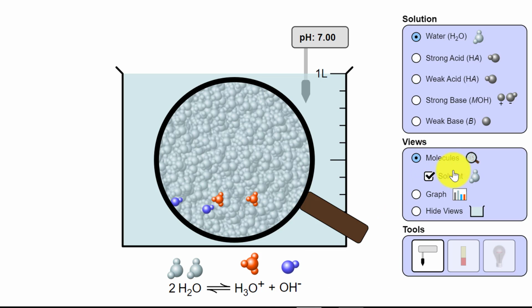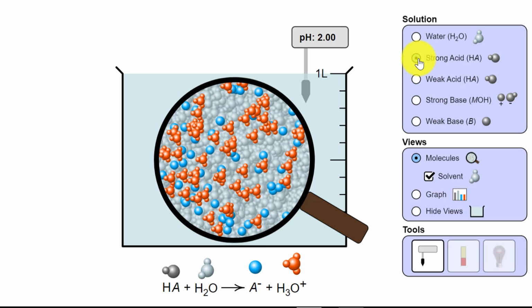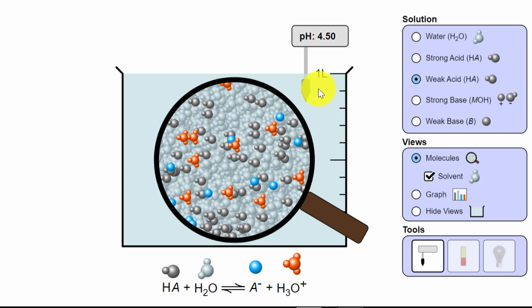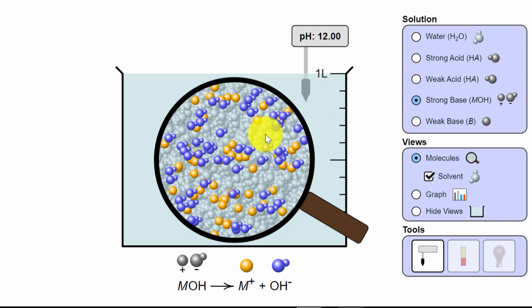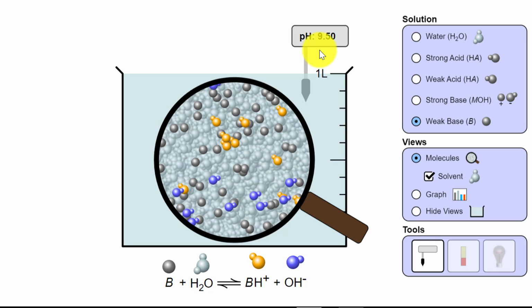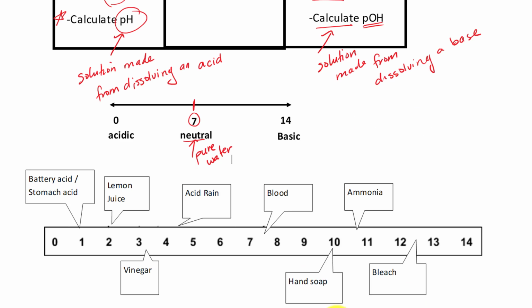Now let's look at an acidic solution. Okay, are you ready? Let's look at a strong acid solution. Look what happened to the pH. It has a pH of 2. Now let's look at the weak acid solution. Of course, the pH is now higher. And let's look at the base before we move on. Look at a strong base. Look at that, the pH is really, really high. But if we look at a weak base, now it's going down. So let's go back to our pH scale.